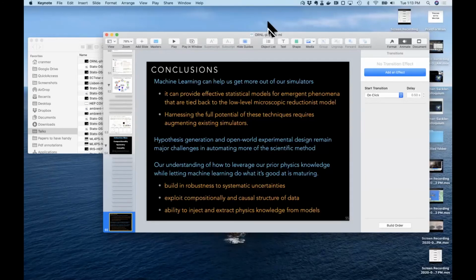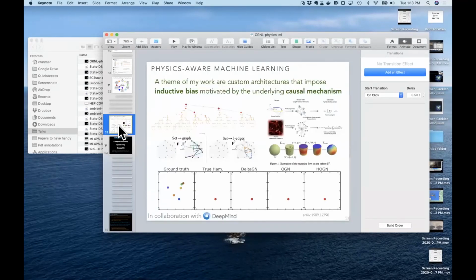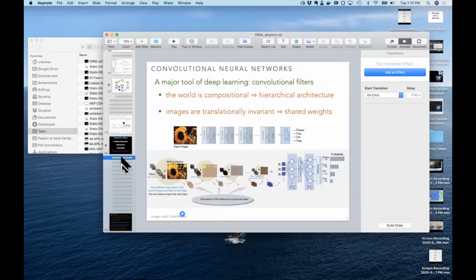Yes, thank you very much for a great presentation. I just have a quick question about the causality part that you mentioned. Could you please expand a little bit on how you incorporate the causal structure of data into deep learning, if possible?